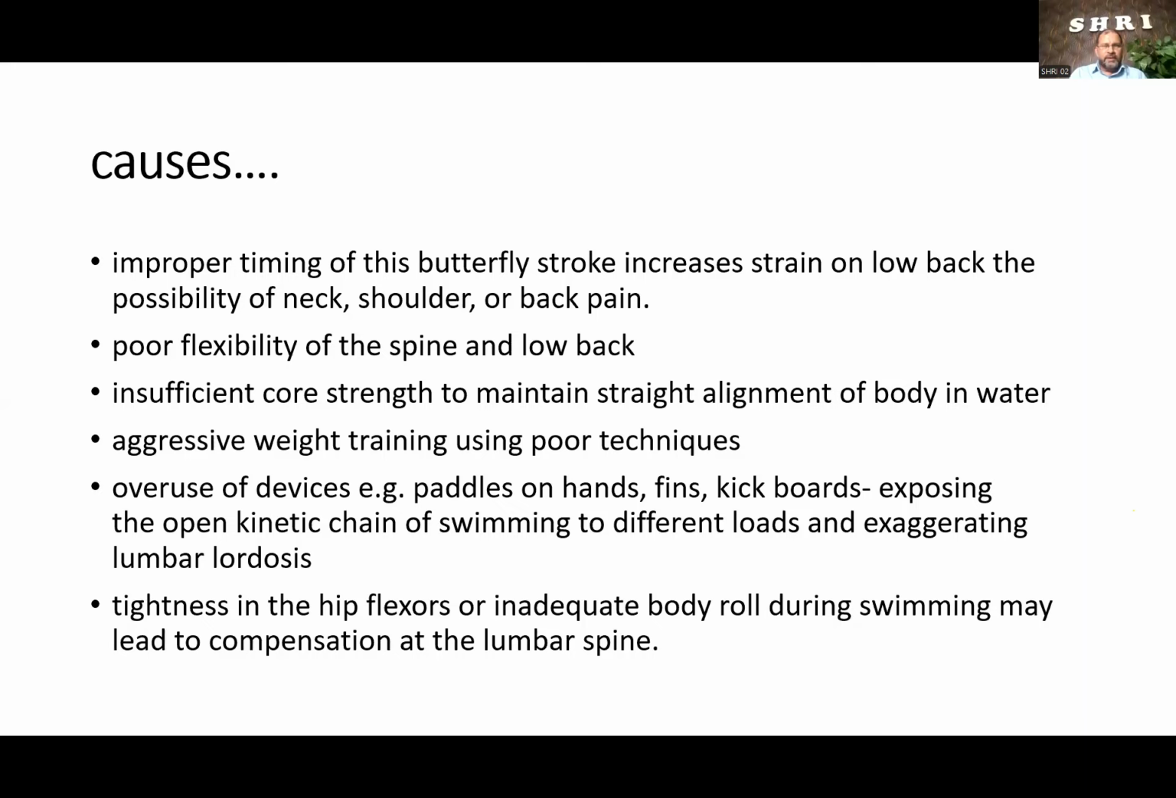Then tightness in the hip flexors or inadequate body roll during swimming may lead to compensation at the lumbar spine. So what is this? If you don't have adequate body rolling, or flexibility of the muscles in the hip, what will happen? The back muscles, especially in the lumbar region, have to work more to compensate for those weaknesses. Then there will be more strain on the lumbar region and you will get low back pain.